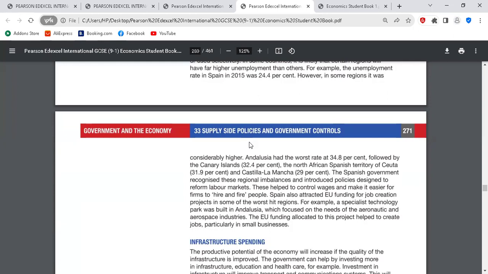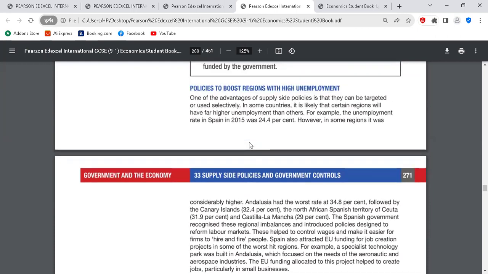The Spanish government recognized these regional imbalances and introduced policies designed to reform labor markets. This helped to control wages and make it easier for firms to hire and fire people. Spain also attracted EU funding for job creation projects in some of the worst hit regions. For example, a specialist technology park was built in Andalusia, which focused on the needs of the aeronautic and aerospace industries. The EU funding allocated to this project helped to create jobs, particularly in small businesses.